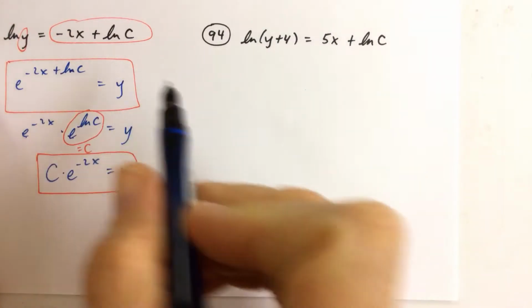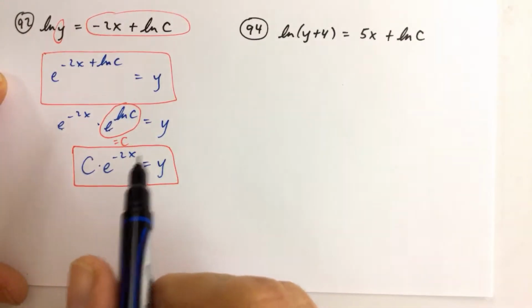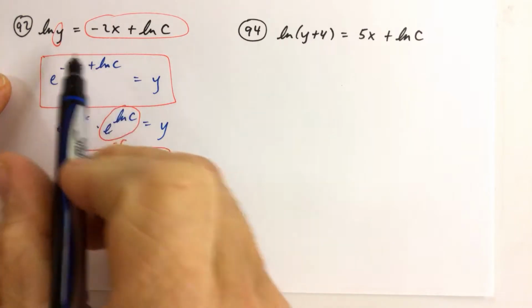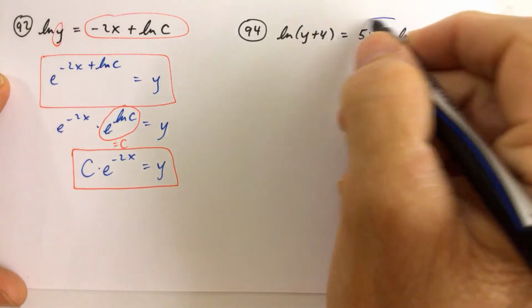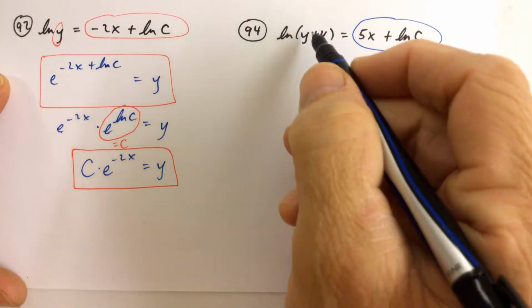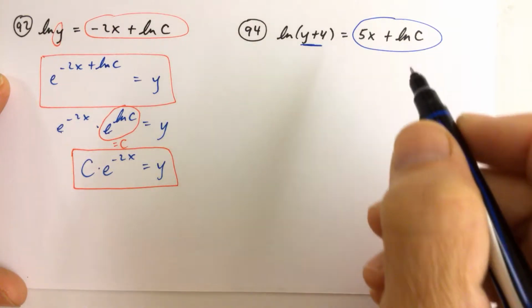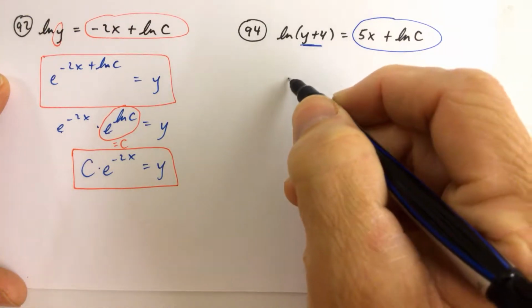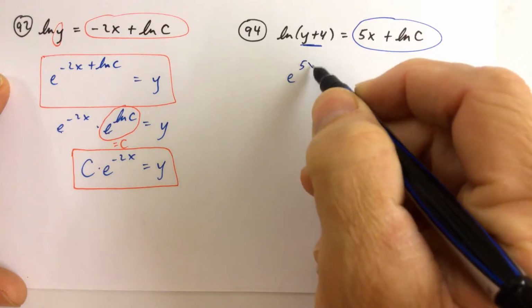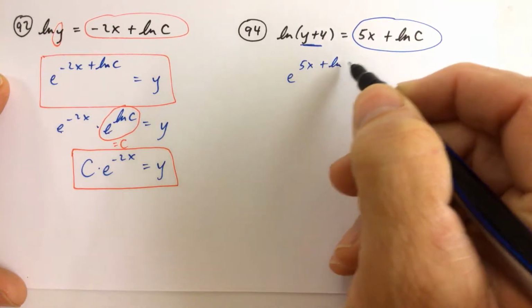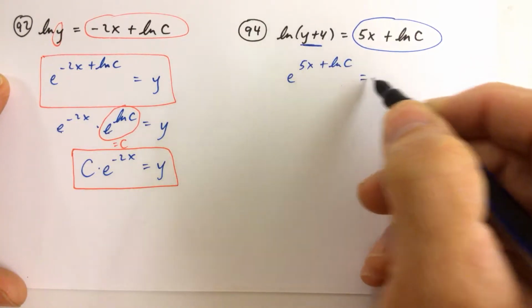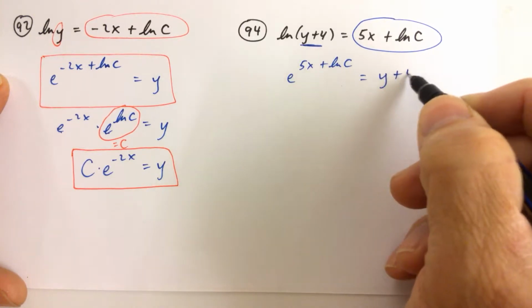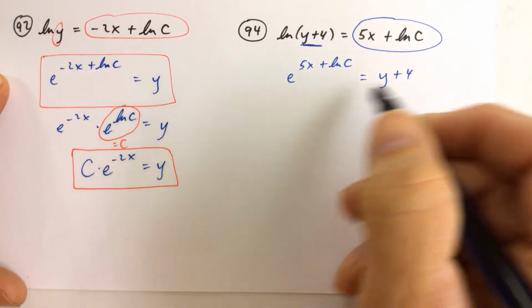So number 94, as I was saying at the tail end of the last video, is really similar to number 92 in that this guy right here has no y's in it. We've got the y right here in our argument, and we're going to unlock that, and we unlock that by rewriting this entire equation in exponential form, and then we just subtract 4.